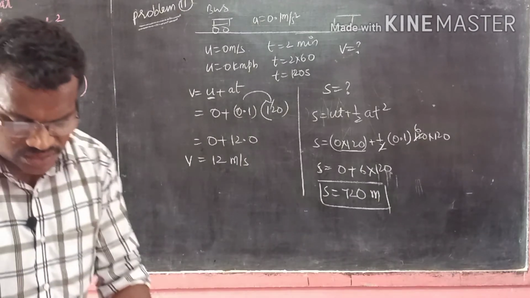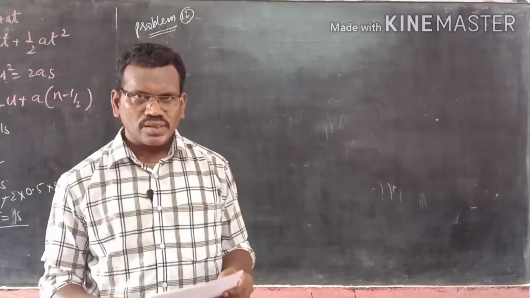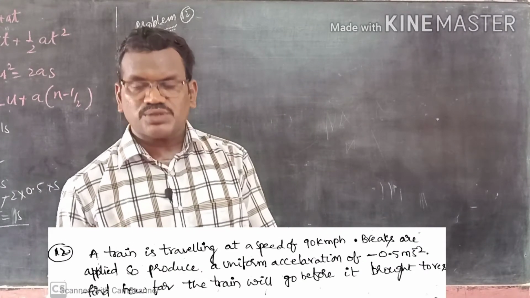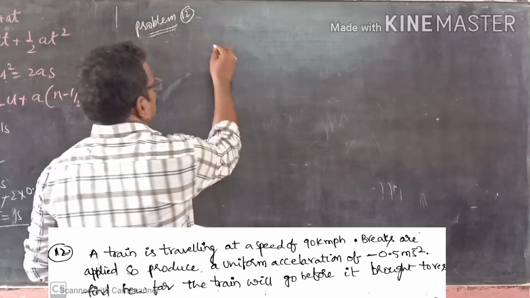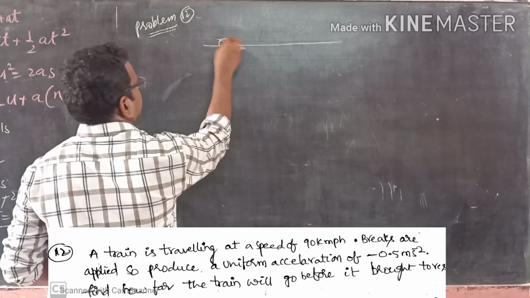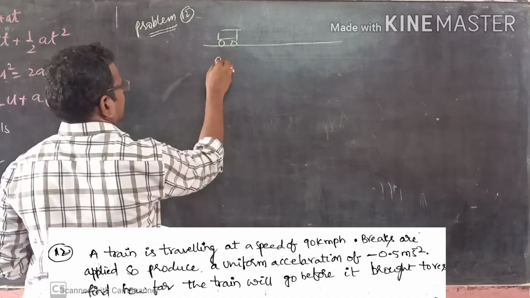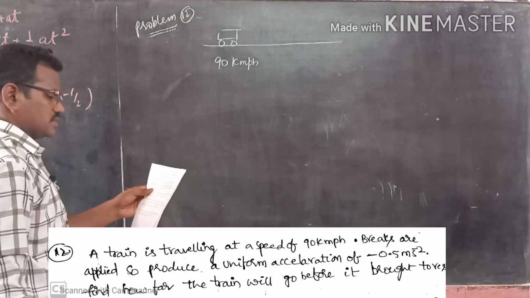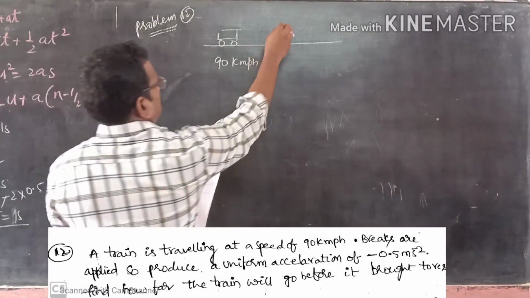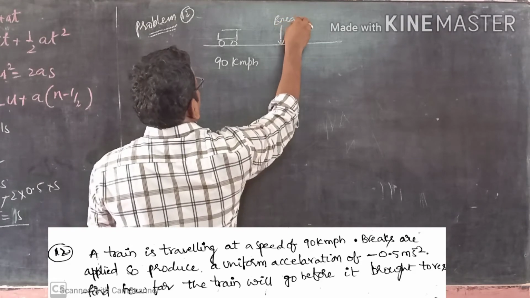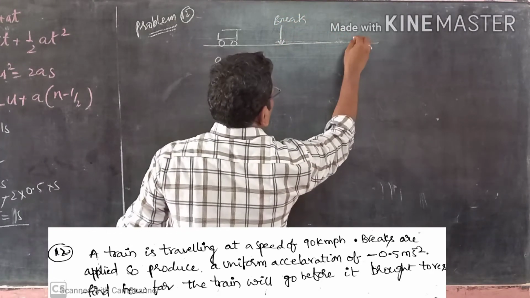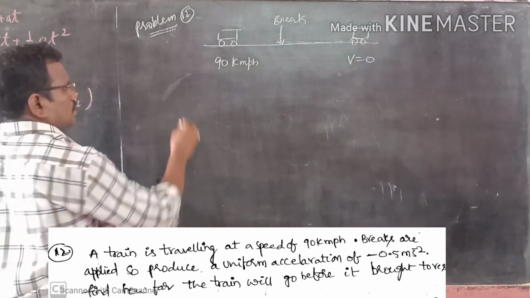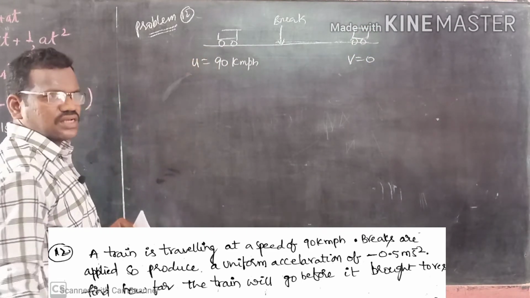Now let us solve the 12th problem. See this problem number 12. A train is traveling at a speed of 90 km/h. So consider this is a train and it is at a speed of 90 km/h. Then what happens? Brakes are applied. So here the brake is done. Then automatically after a certain time it will come to rest. So final velocity becomes 0. Then automatically this becomes the initial velocity.